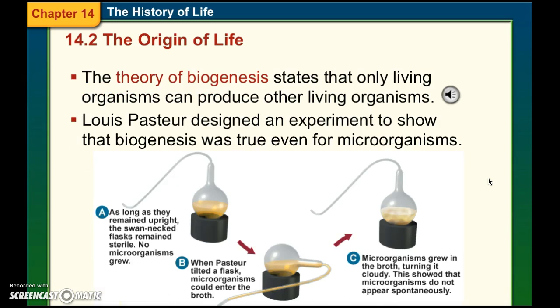And then Pasteur went a little further, and the theory of biogenesis basically states that only living organisms can produce other living organisms. So he designed an experiment to see if biogenesis was true, even for bacteria. And this is the famous flask experiment. And at the end of the day, he did show that life has to come from other life. And another important thing that was gained from Pasteur was the process of pasteurization, which is using heat to kill bacteria in juice and milk, so it doesn't make us sick.